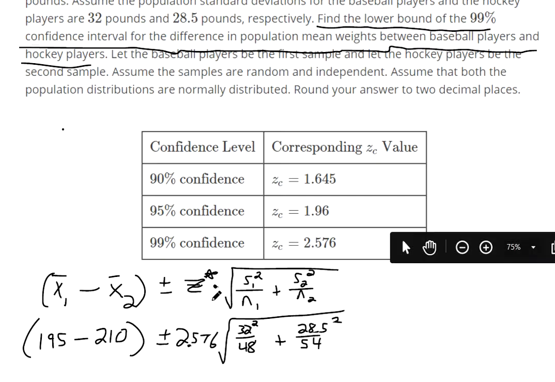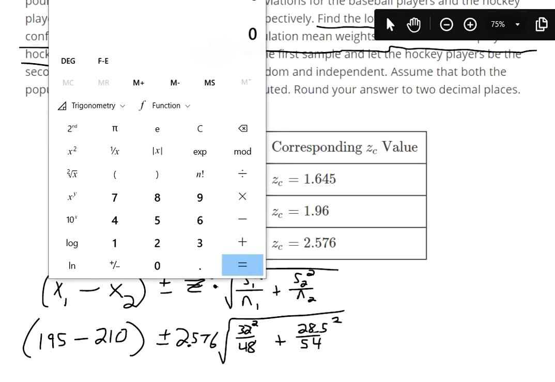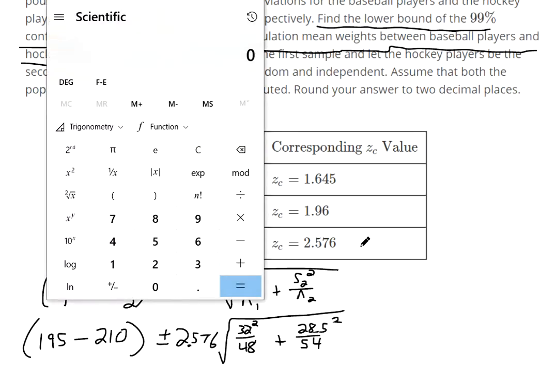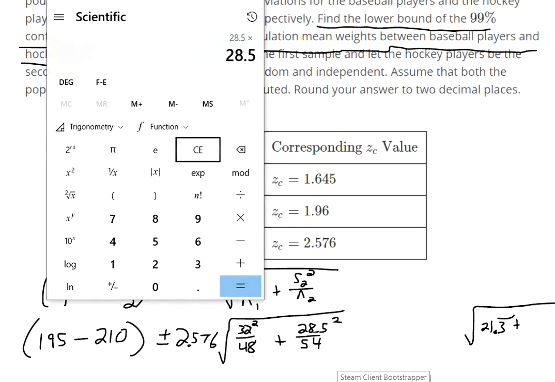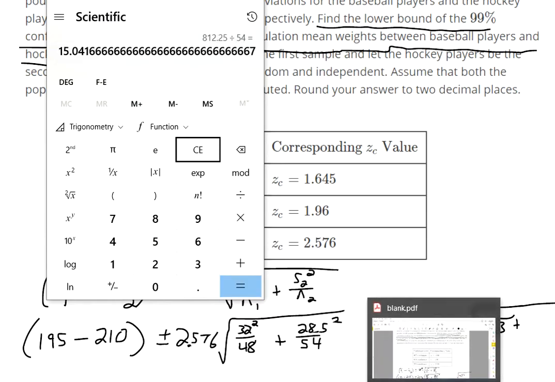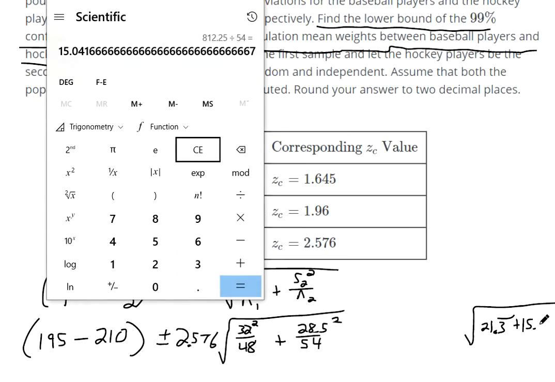Okay. Once we do this, when we do the minus part, that gets us our lower bound. Okay, so I can pull up the calculator on the screen and show you what I do. I'm going to figure out each of these fractions as a decimal. I'm going to do 32 squared and then divide by 48, so that's 21.3 repeating. And then the other one is 28.5 squared divided by 54, so that's 15.0042.